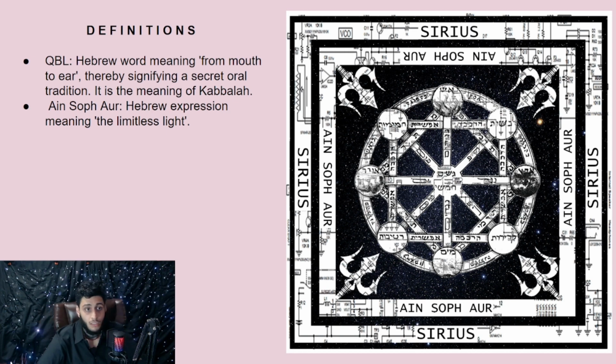So the Kabbalah is a Hebrew word meaning from mouth to ear, therefore signifying a secret oral tradition. That is the meaning of Kabbalah, right? So we know that the Kabbalah is passed down through word of mouth, because it's hard to get copies of the Talmud unless you are Jewish. Additionally, Ein Sof Or is the Hebrew expression meaning the limitless light.